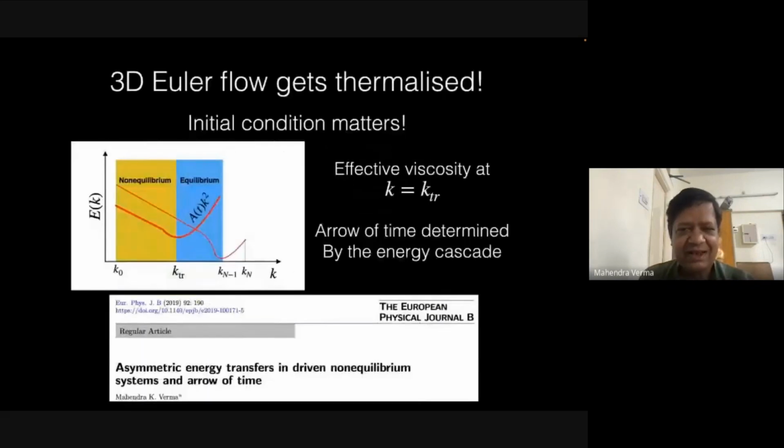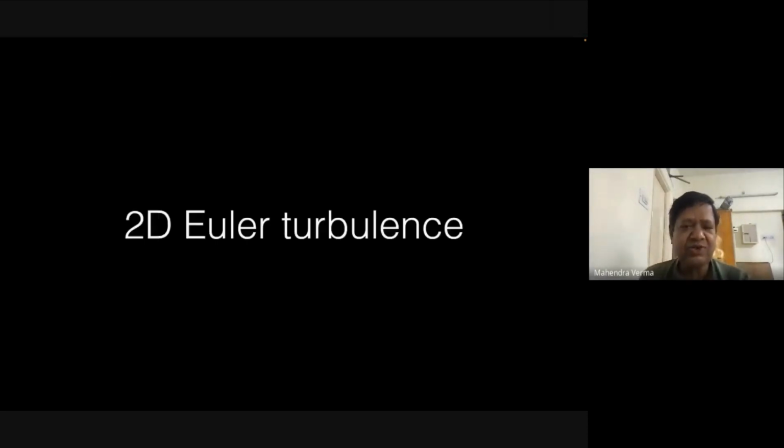Now, I think I will not get to that part. This connects to the arrow of time, but I will skip this part. Time is running short. Now let's look at 2D turbulence, 2D Euler turbulence.